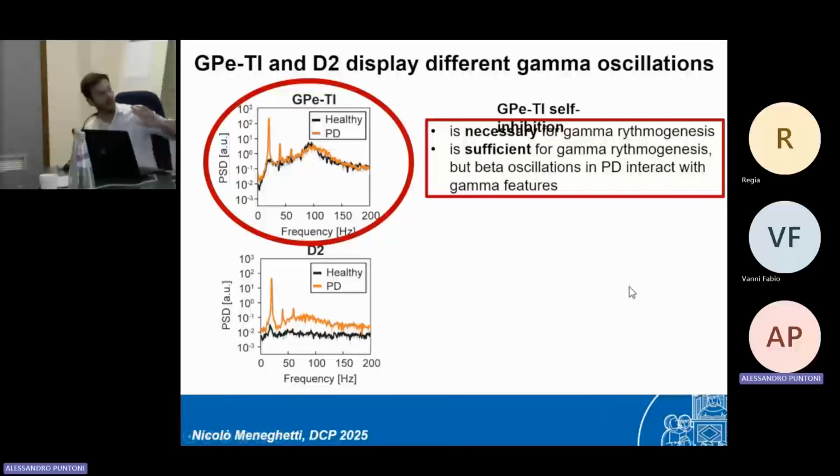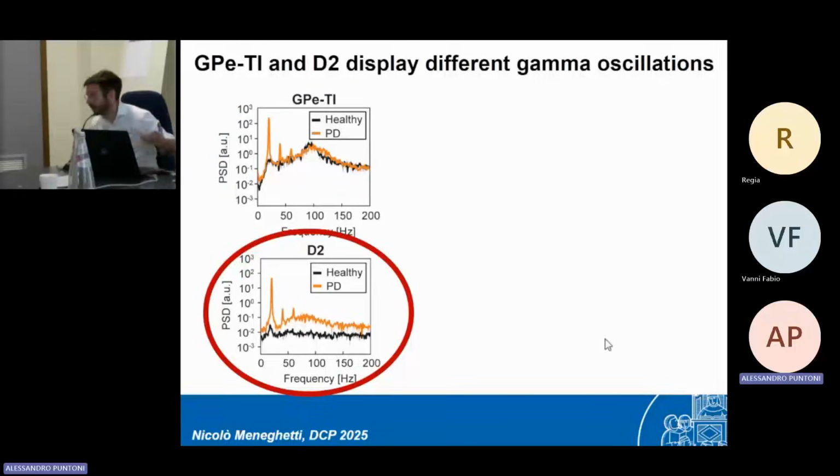We investigated for the globus pallidus, for this nucleus, the necessary and sufficient condition, and we found that self-inhibition of this nucleus can reproduce and sustain a gamma oscillation. The point is that when we have a beta oscillation in the Parkinsonian state, the two interact.